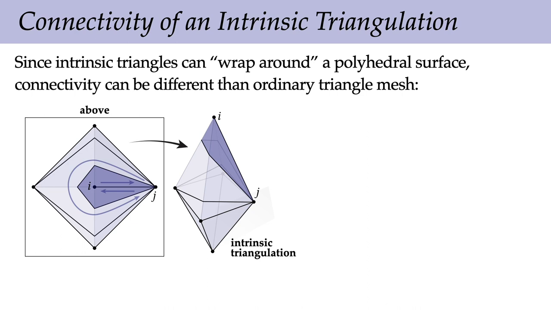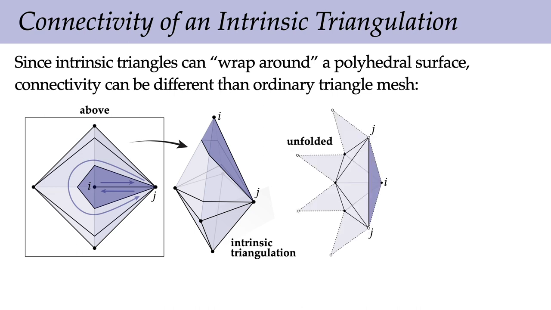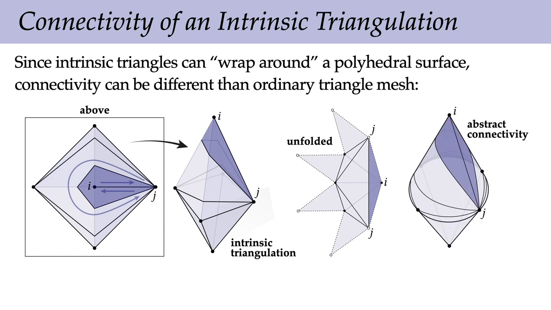But one thing we could do is we could cut along the dark black edges and unfold this figure into the plane, and we would discover that those three paths that we went along on the surface really do trace out an ordinary triangle in the plane. Okay, or maybe we could draw it this way instead. We kind of smooth out the original extrinsic edges, so we are just looking at the intrinsic edges, and we say, okay, we have this kind of more interesting abstract connectivity for our intrinsic triangulation.